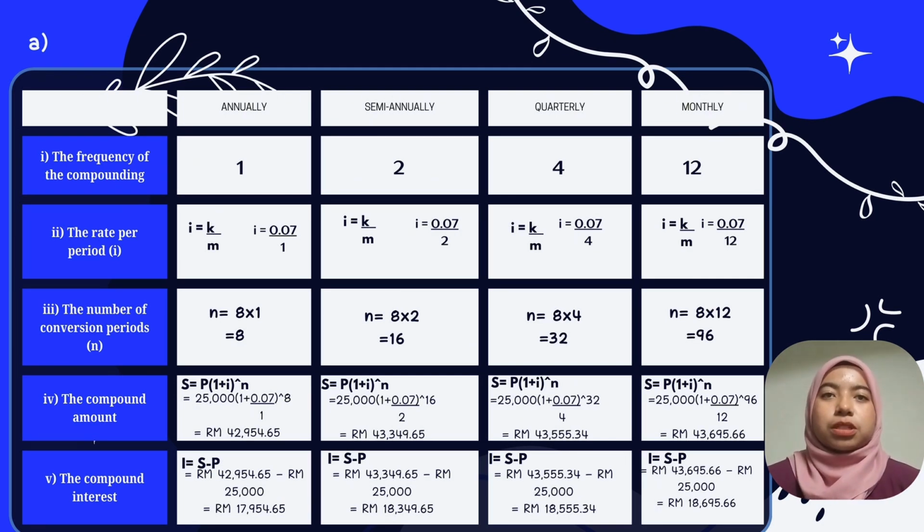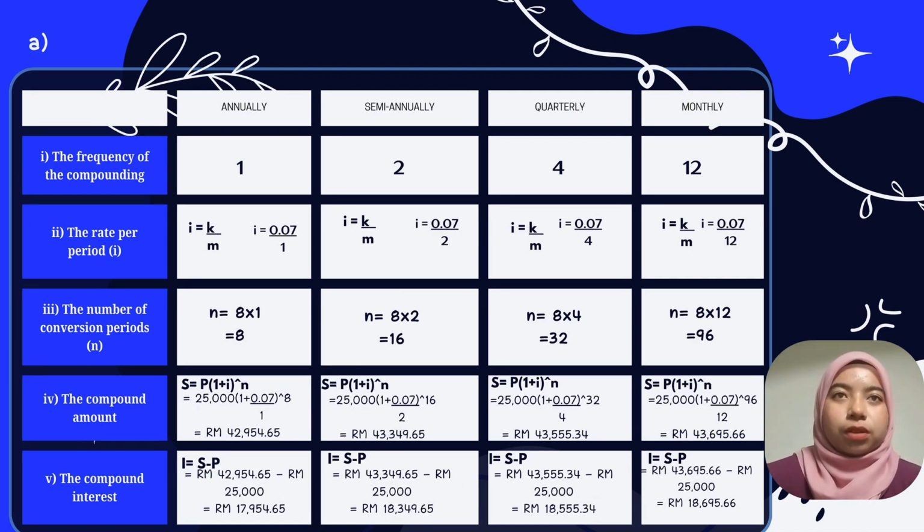The compound interest, we use a formula I equal to S minus P, and we get 17,954 ringgit and 65 cents. For semi-annually, the frequency of the compounding is 2. Quarterly, the frequency of the compounding is 4, and monthly, the frequency is 12. To find the rate per period and the number of conversion periods of semi-annually, quarterly, and monthly, we use the same method as for annually.